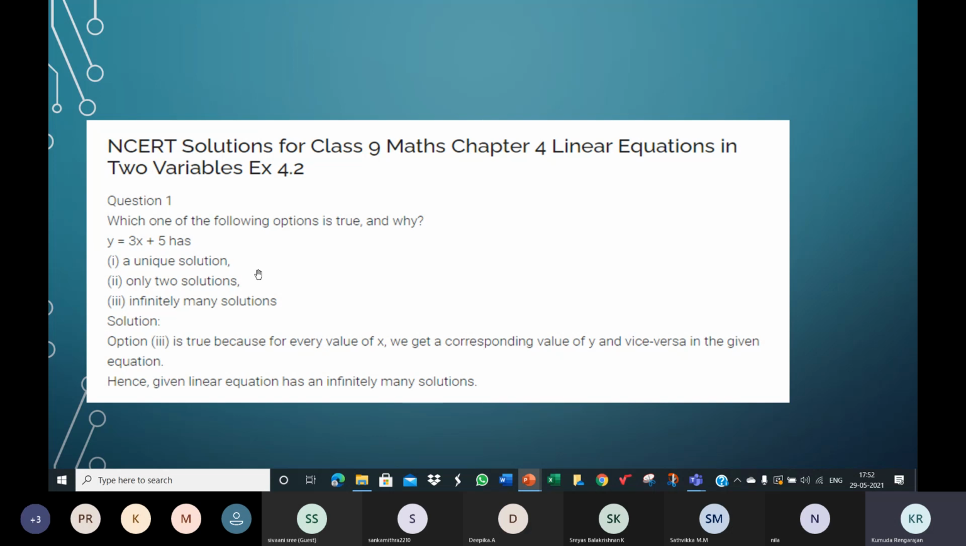All right, so it says, which one of the following options is true and why? We have three options given to us. Y is equal to 3x plus 5 has a unique solution. Y is equal to 3x plus 5 has only two solutions. Y is equal to 3x plus 5 has infinitely many solutions. Which of these three is correct? That's what it is. Which one of the following options is true and why?